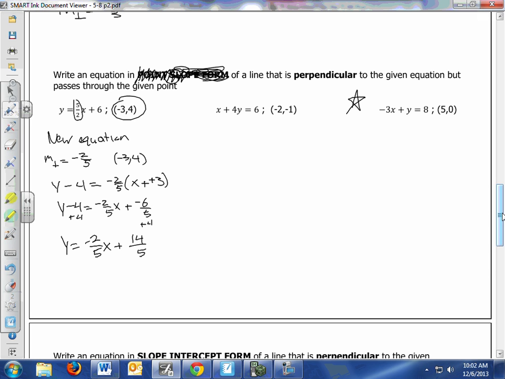That line's parallel to this line. I want a perpendicular line. Okay. This line is parallel to that line. I don't want a parallel line. I want perpendicular lines. Think about what slope you're using. All right, do that one. You can do it.